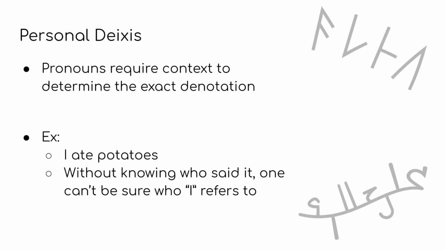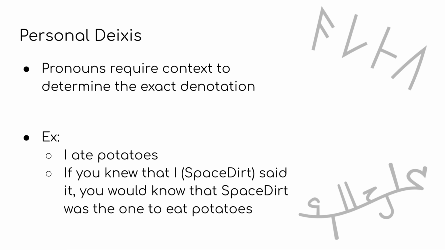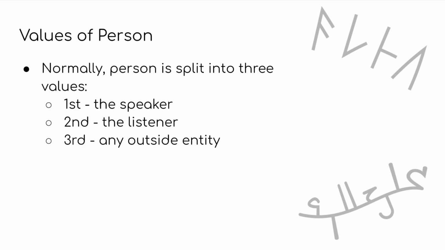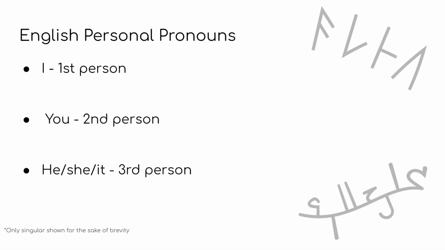Person is what's called a deictic category, which means that they need some sort of context to understand their meaning. For example, if you saw the sentence, "I ate potatoes" in isolation, you'd have no idea who actually ate potatoes. But if you knew that the person that said that was me, Spacedirt, then you'd know what the "I" actually meant in that context, that being me. There are three main values of person: first, second, and third person, with first referring to the speaker, second referring to the addressee, and third referring to any outside entity that isn't one of those two. So then in English, we have "I" as first person, "you" as second, and "it", "he", and "she" as third.